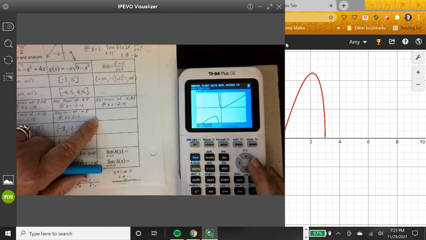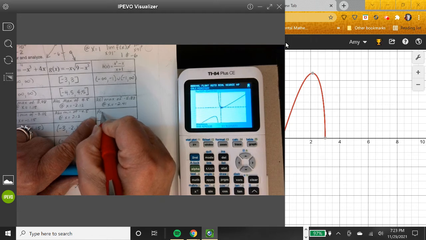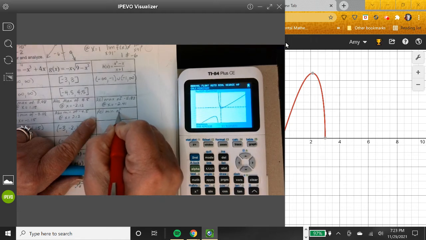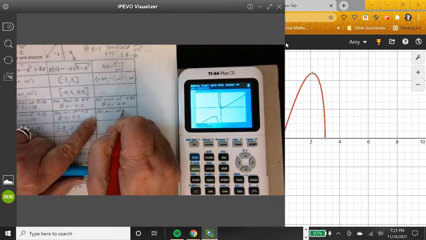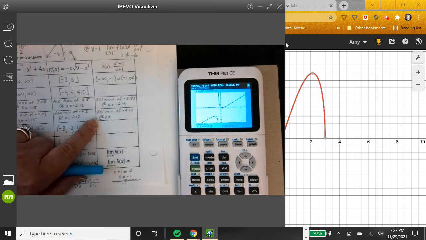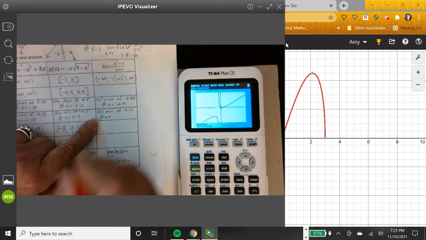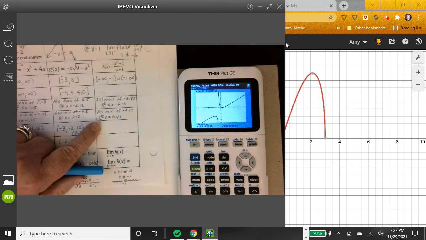Hop over to the minimum side. I'm on the left side of it. Now we're going to go to the right side of it, and we're going to have the calculator guess. And so this one has a relative minimum of negative 0.17 at x equals 0.414, so 0.41.